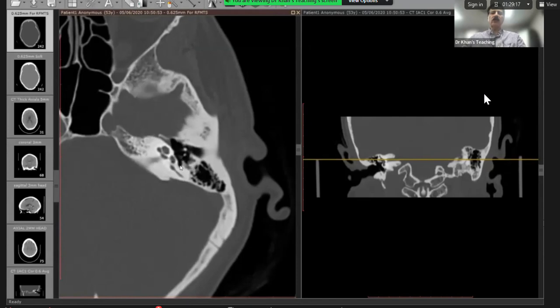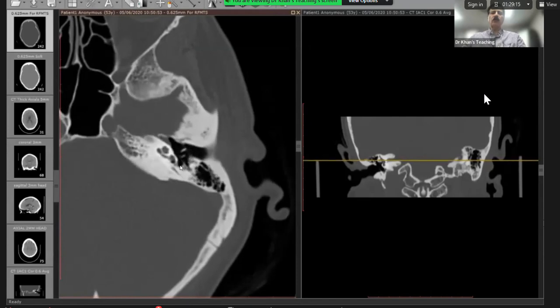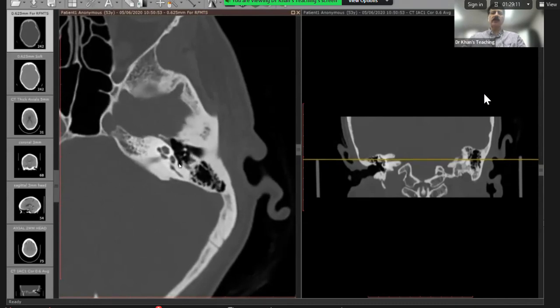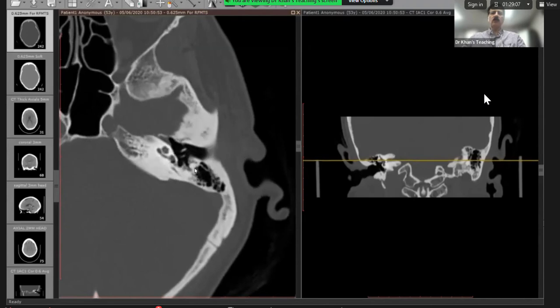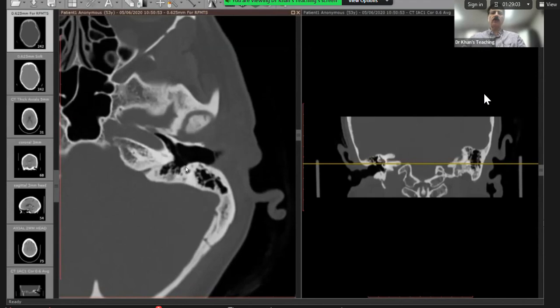And sometimes this is a clinical blind spot, because when the surgeon is coming from here, they will not see this thing. And there might be a cholesteatoma sitting there, which we have to point out. So this is the posterior wall.